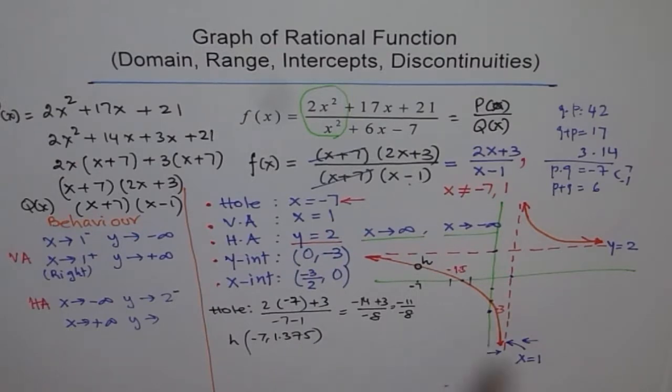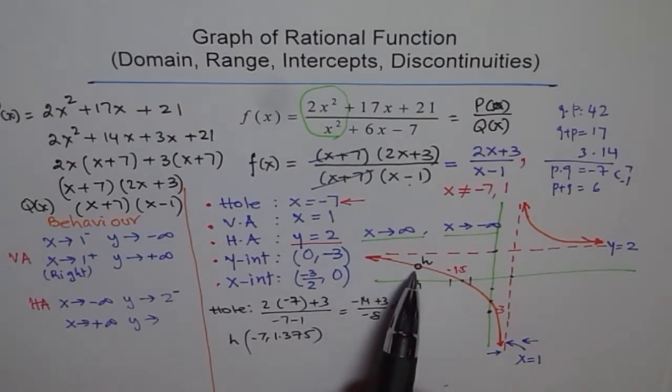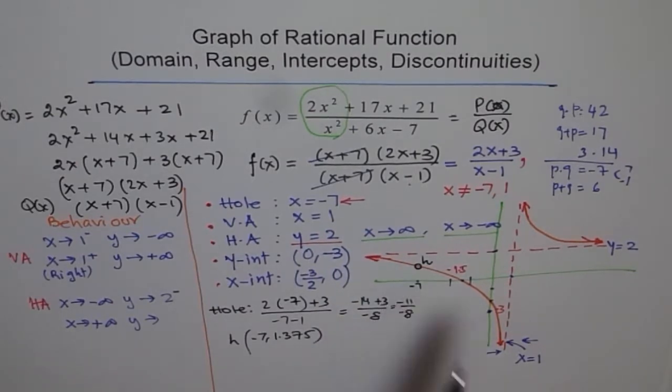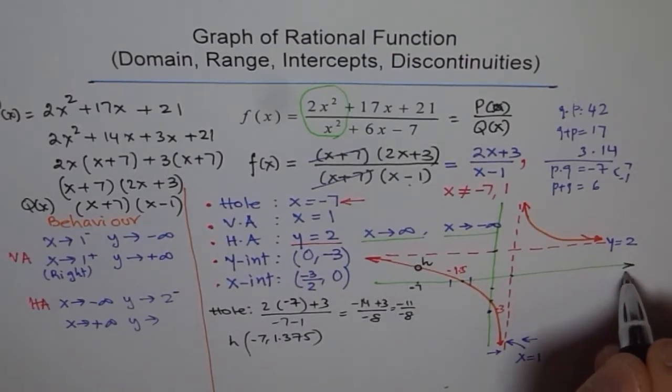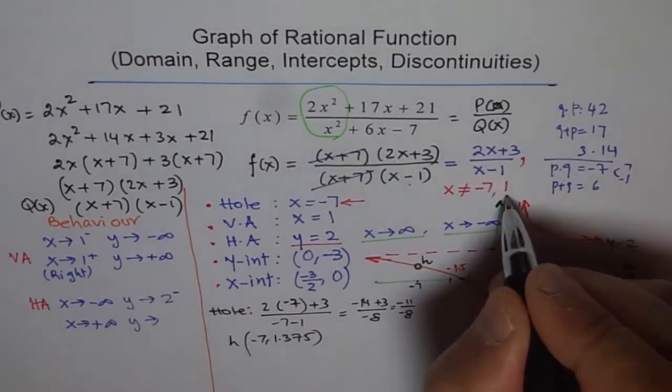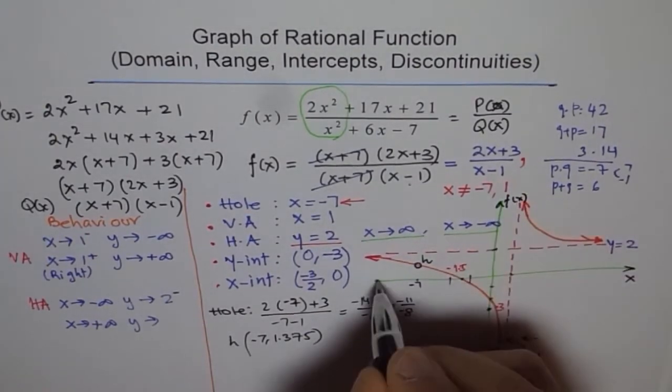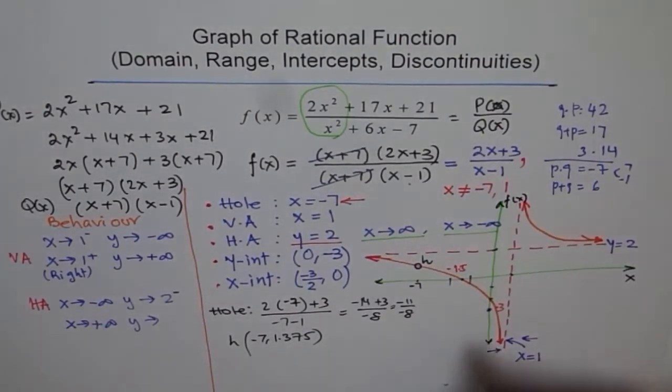Correct? That means the graph is all the way, and we have a discontinuity, the hole here. And then the graph goes continuously. So this is the complete graph for us, and there is no harm. In fact, it is always good to label your axes. F of x, and this is x and this is y, and that's the origin for you.